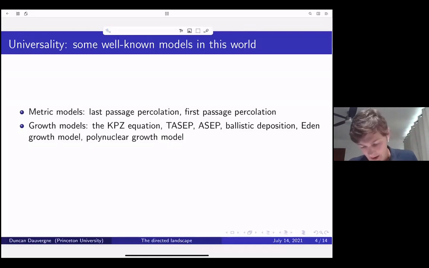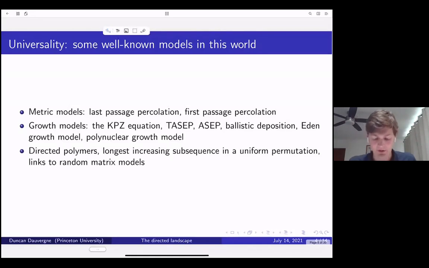Okay. And then there are some models which are maybe one step removed, or a tiny little bit removed, from metric models and random growth models. So these are directed polymers, longest increasing subsequences and uniform permutations. All of these things should have fluctuations governed by the directed landscape. There are also some links in terms of limiting distributions you see with limiting distributions from random matrix theory.